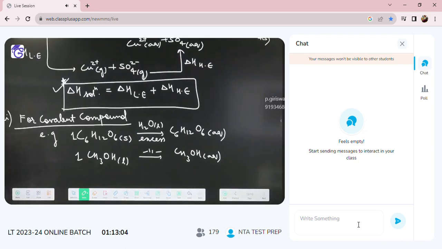Then quickly we'll see one more question here. Simply for covalent compound, there is no concept of lattice here. Lattice means it is only existing for the ionic compound. Write this down, then we'll proceed for one last question here before we wind up.